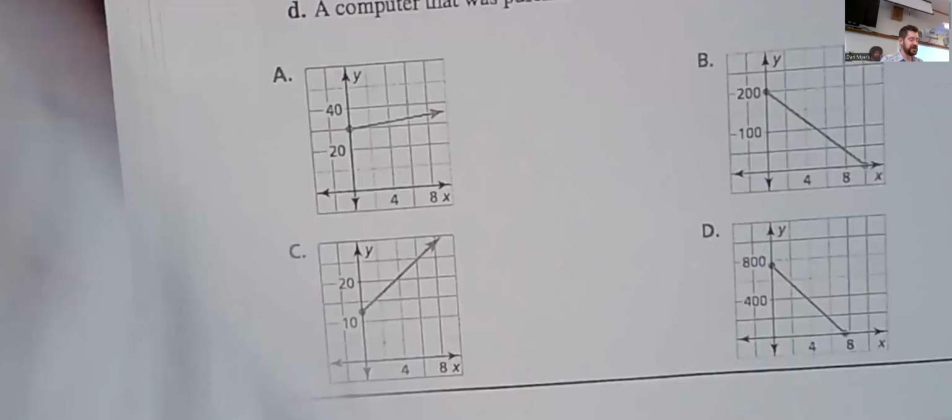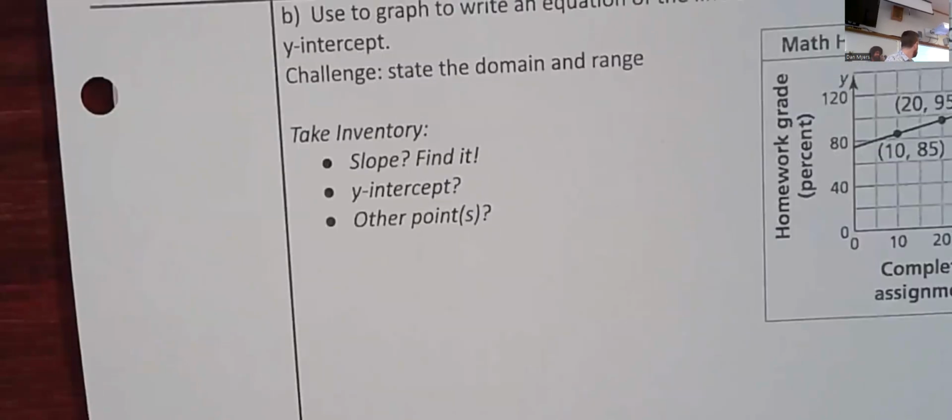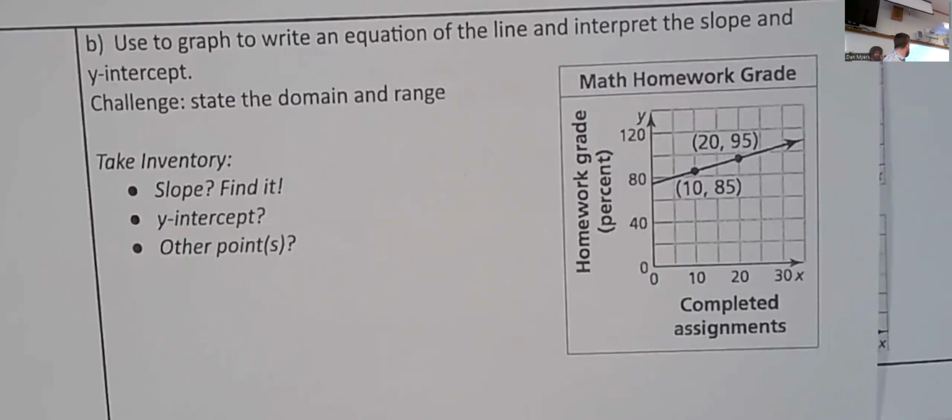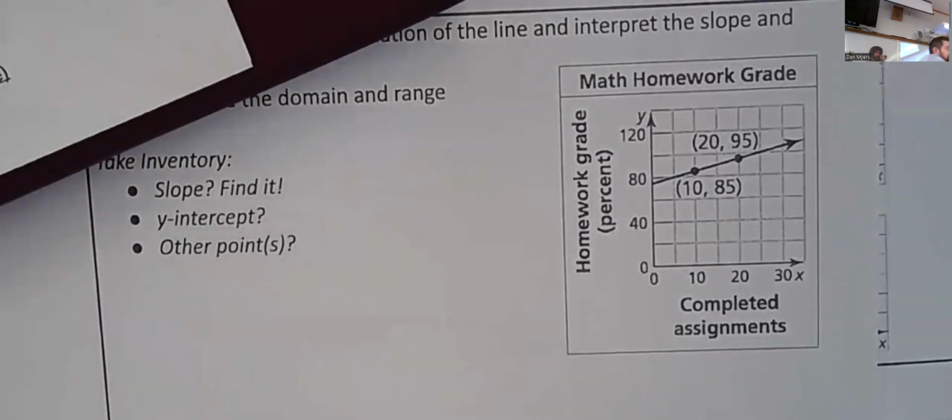Next page, we have ourselves graph B. Use the graph to write an equation of the line and interpret the slope and the y-intercept. And then your challenge is to find the domain and the range. So I want you to do this one on your own. I'm just going to say like 3 minutes to start off. See what you can do in 3 minutes on this. And you may or may not need to write a point slope equation for this. Yeah, go for it. Go ahead and take pass. Right here. Yeah.